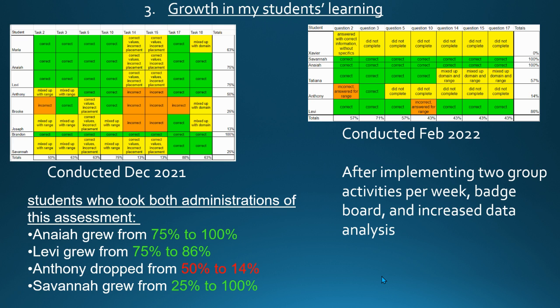I noticed the second administration that Anthony dropped from a 50% the first time, which is already an indicator of a need for help on this topic, but he went down to 14%.